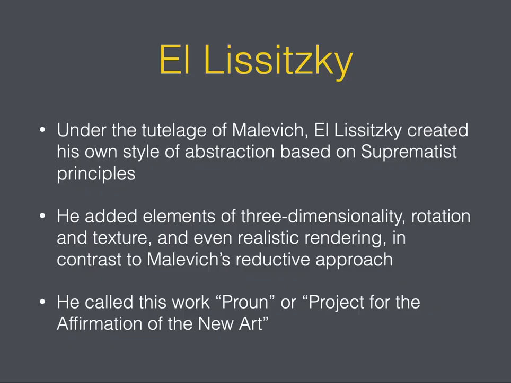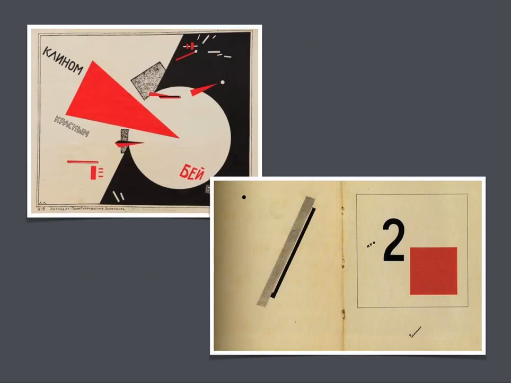Under the tutelage of Malevich, Lissitzky created his own style of abstraction based on suprematist principles. He added elements of three-dimensionality, rotation and texture, and even realistic rendering, in contrast to Malevich's reductive approach. He called this work Proun, or Project for the Affirmation of the New Art. So these are examples of Proun graphics, his posters for Beat the Whites with the Red Wedge and Of Two Squares.